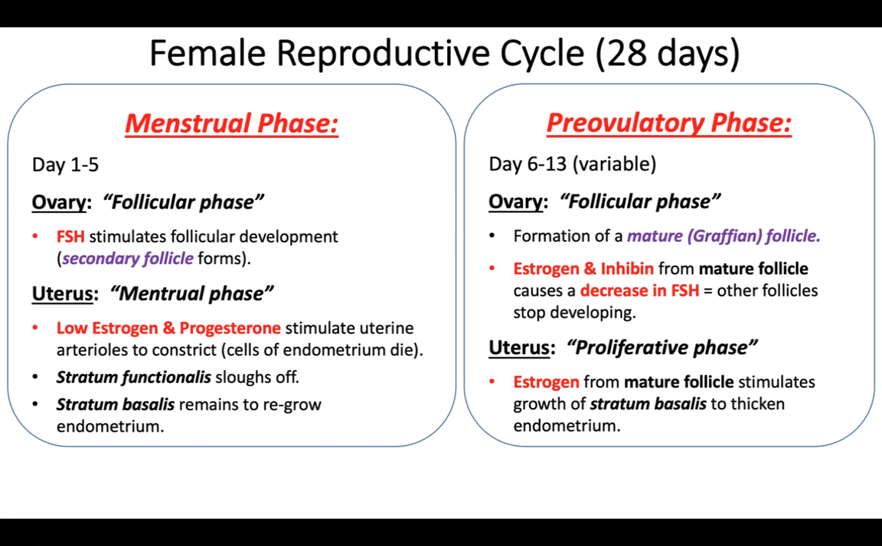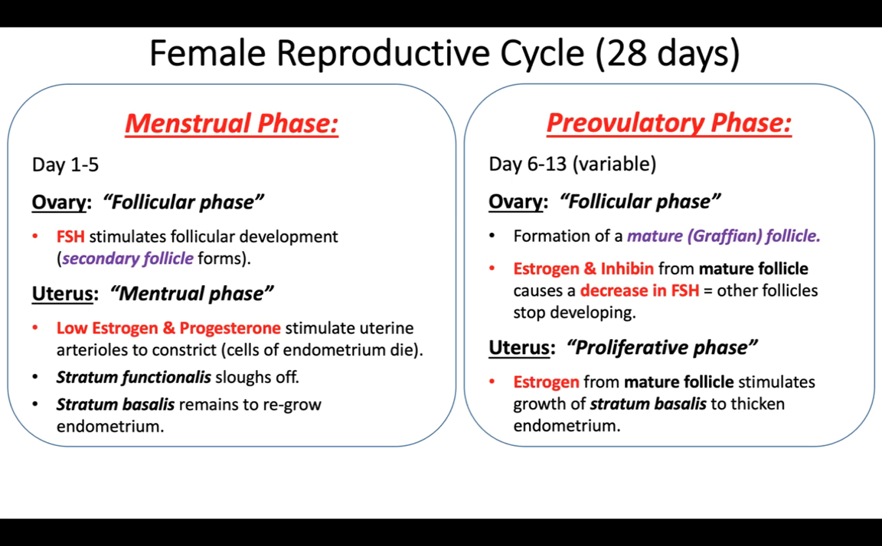What's going to be happening in the uterus? Well, we have to reform that stratum functionalis. That's called the proliferative phase. And the key hormone that's going to be doing that is estrogen. So the estrogen from the mature follicle causes a decrease in FSH, and it stimulates the endometrium. And because it's stimulating the endometrium, we call this phase in the uterus the proliferative phase.